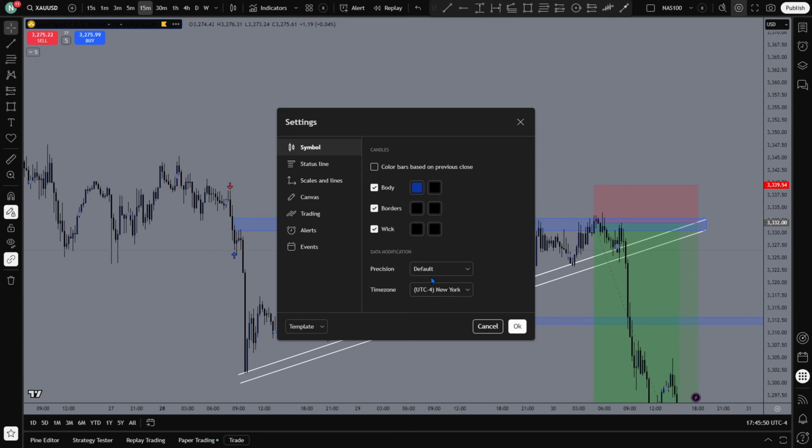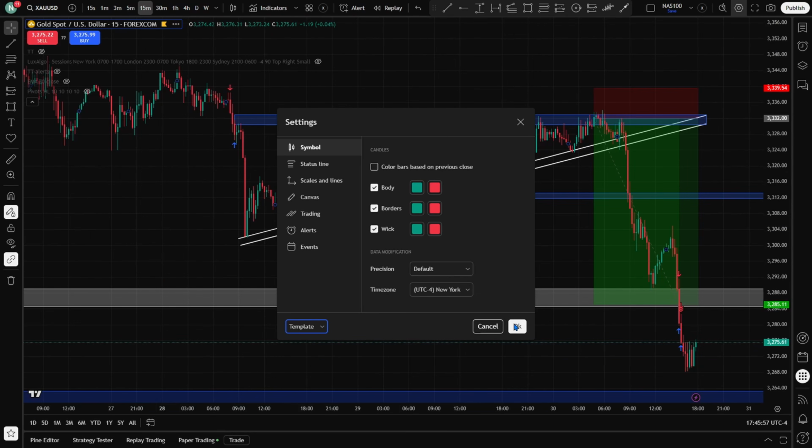You know, I like to change the color of my candles every now and then. I just like to refresh, look at new things, not keep it the same. But this is what I have right now as the default. So this should be the default here.